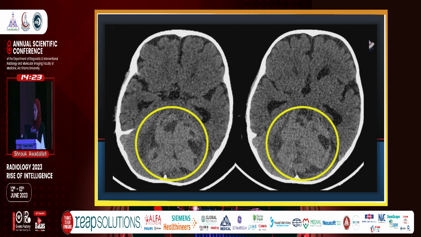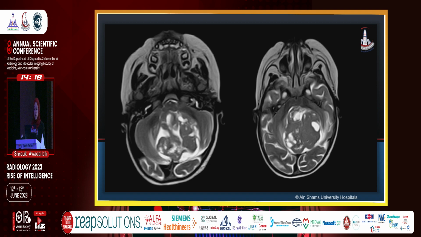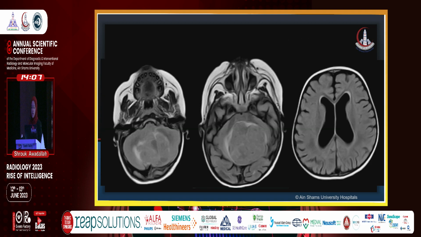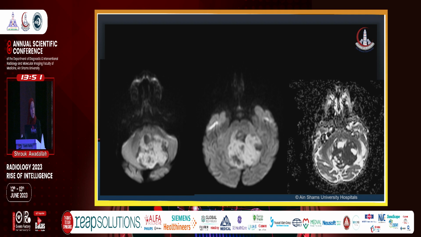So MRI with contrast of the brain was requested. On the axial T2 images, we can find a large heterogeneous mass lesion in the posterior fossa with mixed signal. The axial FLAIR sequence showed that the mass is iso to low intense signal with supratentorial mild hydrocephalic changes with no CSF permeation. This is the diffusion images, and we can see the lesion showed true diffusion restriction.